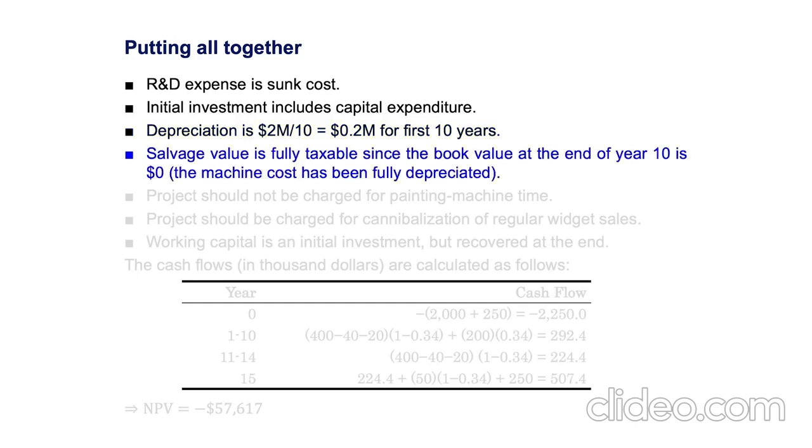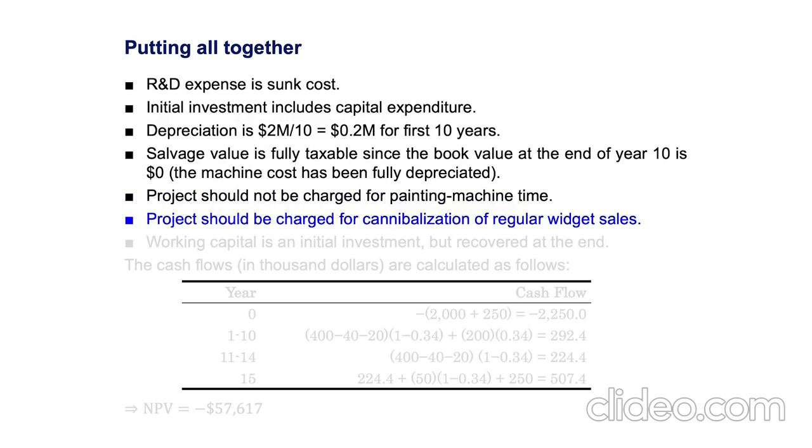Salvage value of the machine of $50,000 in year 15 is an income, but fully taxable. This is because the book value of the machine already hits 0 in year 10. The project should not be charged for painting. The painting machine is running anyway at no additional cost. Operating costs and sales should be included, of course. However, loss of existing sales should be charged to the project against its sales. Working capital is also an initial investment, but recovered in year 15.